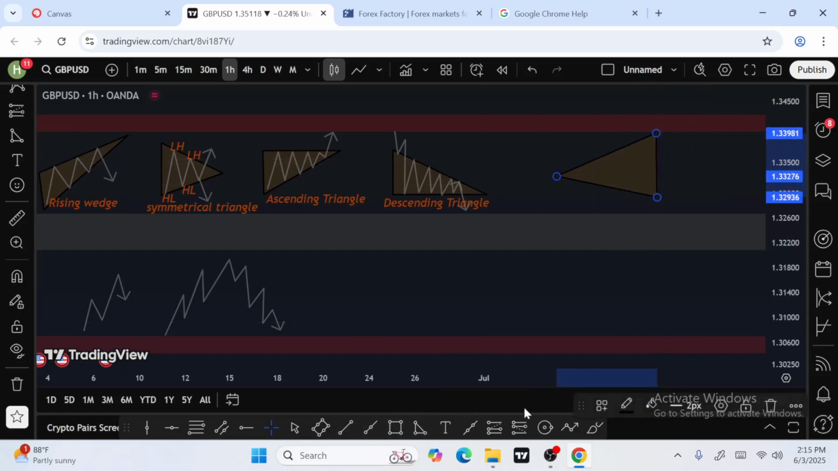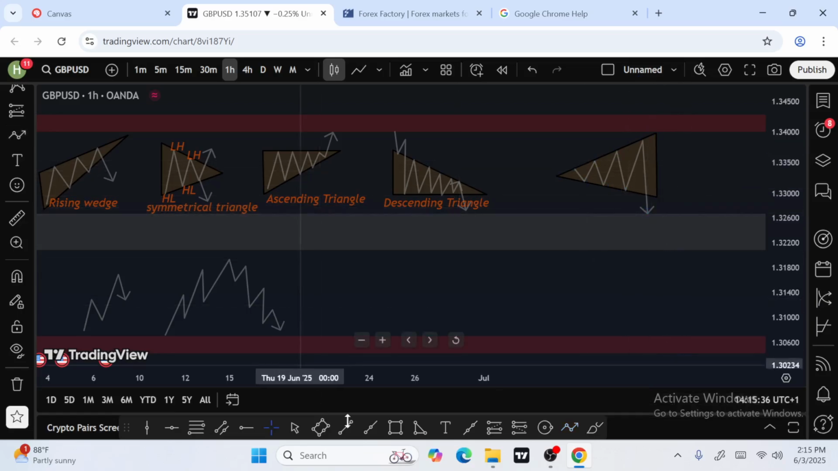That is, the market comes in between this what? This triangle and starts forming what? Higher high and lower low. Higher high and lower low. Higher high and lower low. Till there's a breakout either to the downside or to the what? Or to the upside.